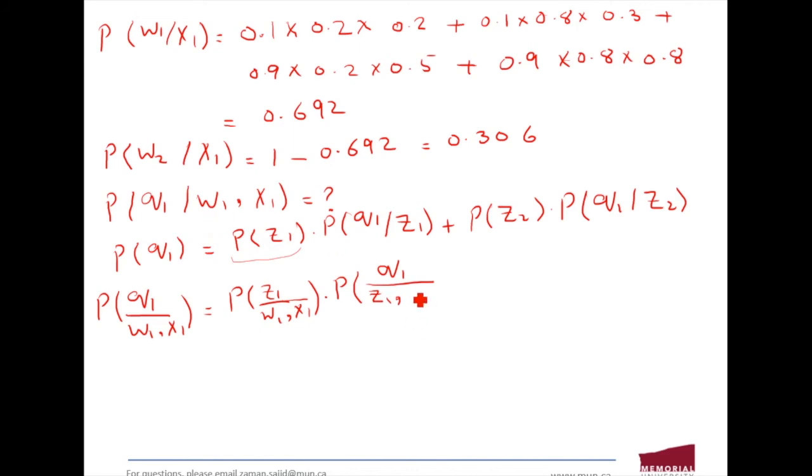We need to introduce W1 and X1. W1 and X1, plus this term will be the probability of Z2 with respect to W1 and X1, times the last term, which will be the probability of Q1 given that Z2 is already available. The new terms will be W1 and X1. It will be W1 and X1.